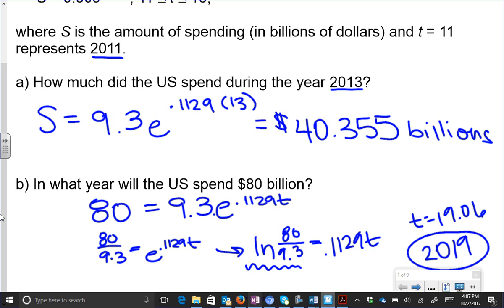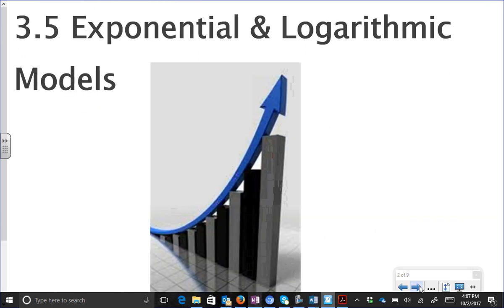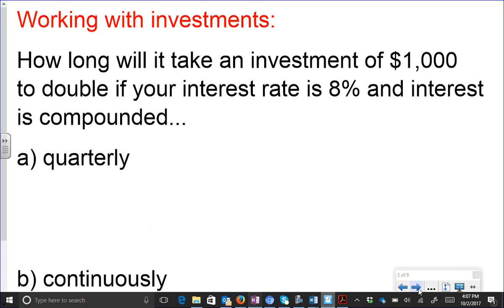Today we are going to talk about exponential and logarithmic models, and I have for you a guided note sheet because we're going to be talking about a lot of application problems. I have these written out for you. The first thing I want to go back and talk about is the concept of compound interest.